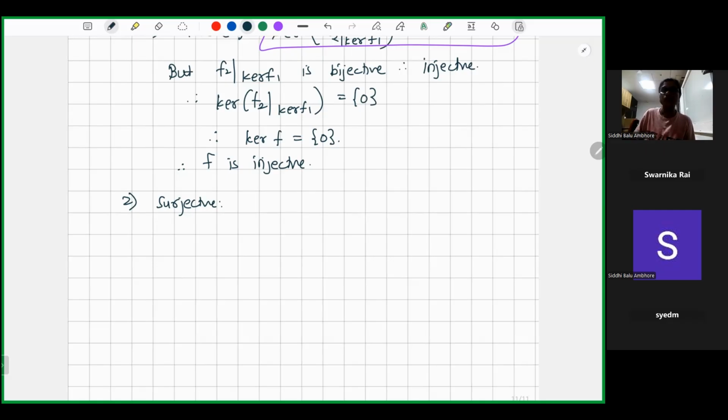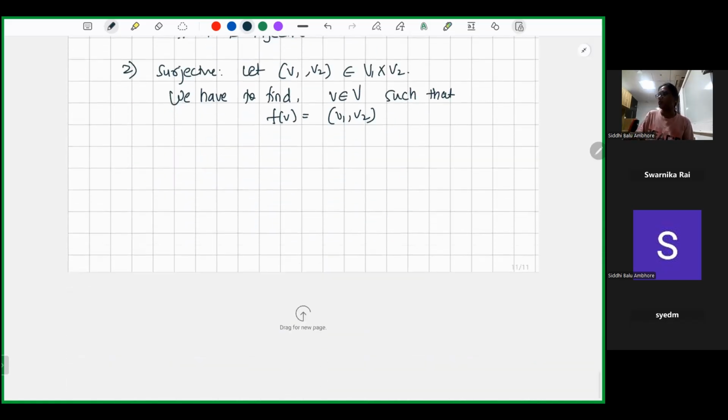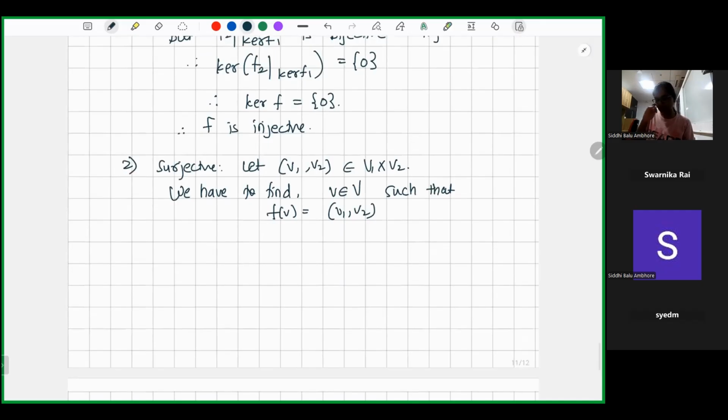So yeah, surjective part here. Now let (v1, v2) be in V1 cross V2, and we have to find an element v in V such that f of v is (v1, v2). But we are given that f1 is surjective.